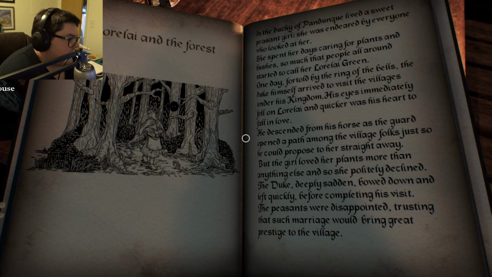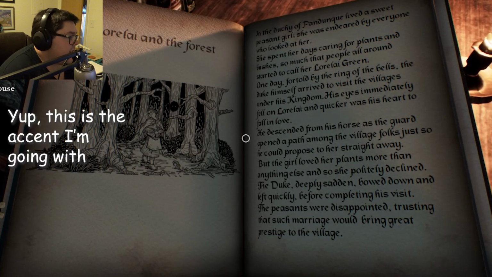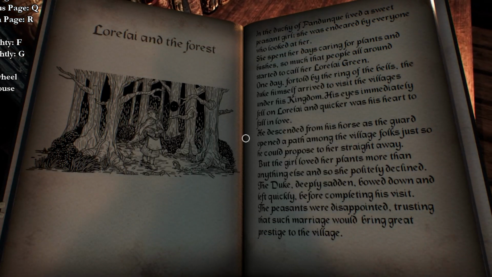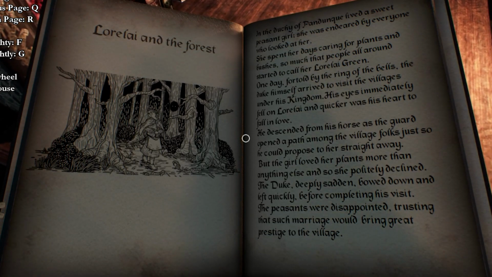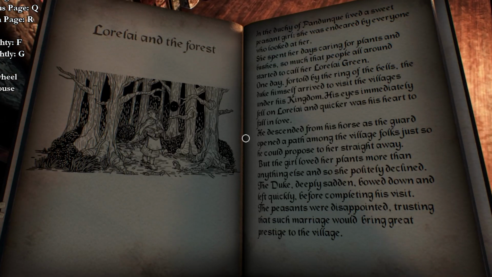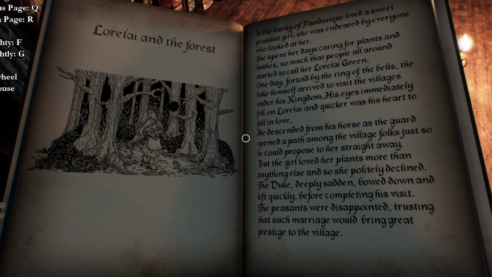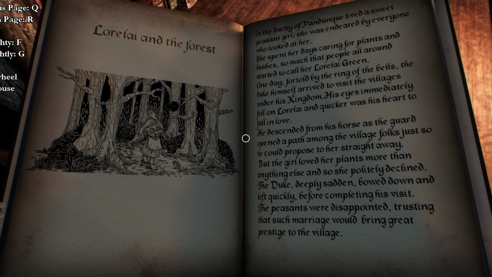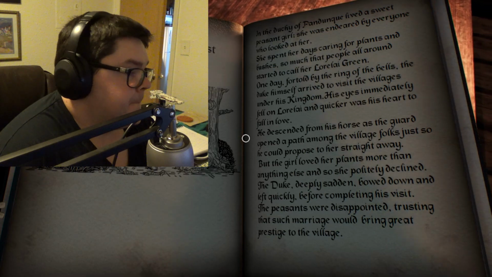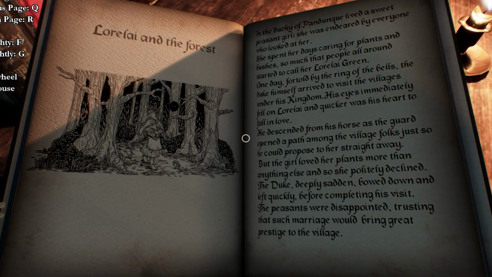In the Duchy of the Fandunk lived a sweet peasant girl. She was endeared by everyone who looked at her. She spent her days caring for plants and bushes so much that the people all around started to call her Lorelei Green. One day, foretold by the ring of the bells, the Duke himself arrived to visit the villages under his kingdom. His eyes immediately fell on Lorelei, and quicker was his heart to fall in love.